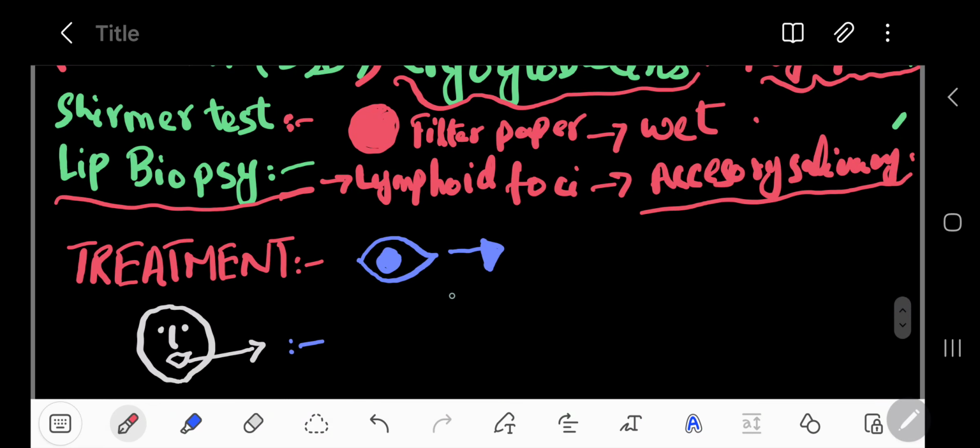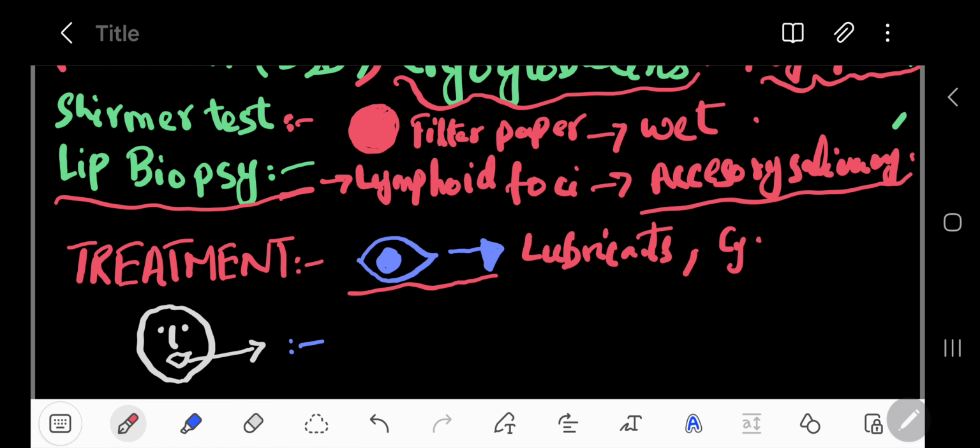Treatment. Treatment is symptomatic, like for eyes, you will use lubricants. Lubricants, for example, artificial tears, and you can also use cyclosporin 0.05% drops.